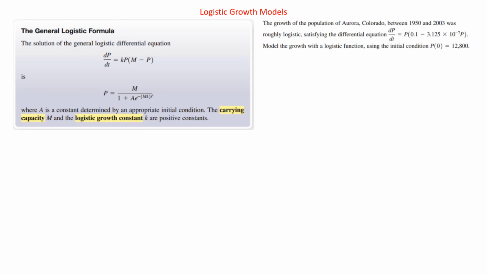So, if we look at one, it says the growth of the population of Aurora, Colorado between 1950 and 2003 was roughly logistic, satisfying the differential equation dP over dt equals P times (0.1 minus 3.125 times 10 to the negative 7th P). Model the growth with the logistic function using the initial condition P of 0 equals 12,800. So we need two things. We have k and we have m that are in this equation.